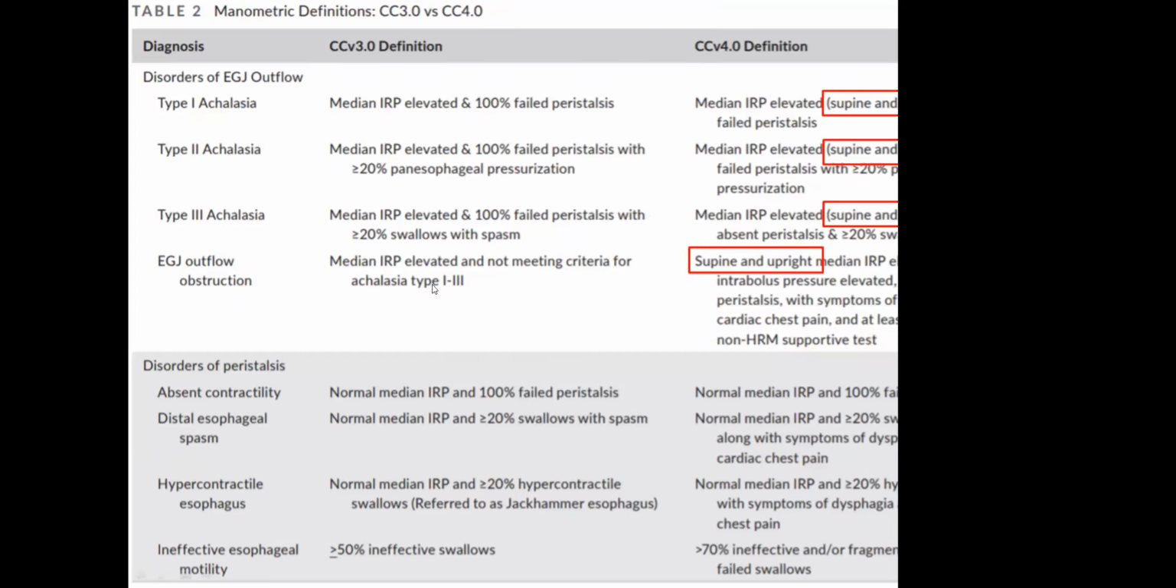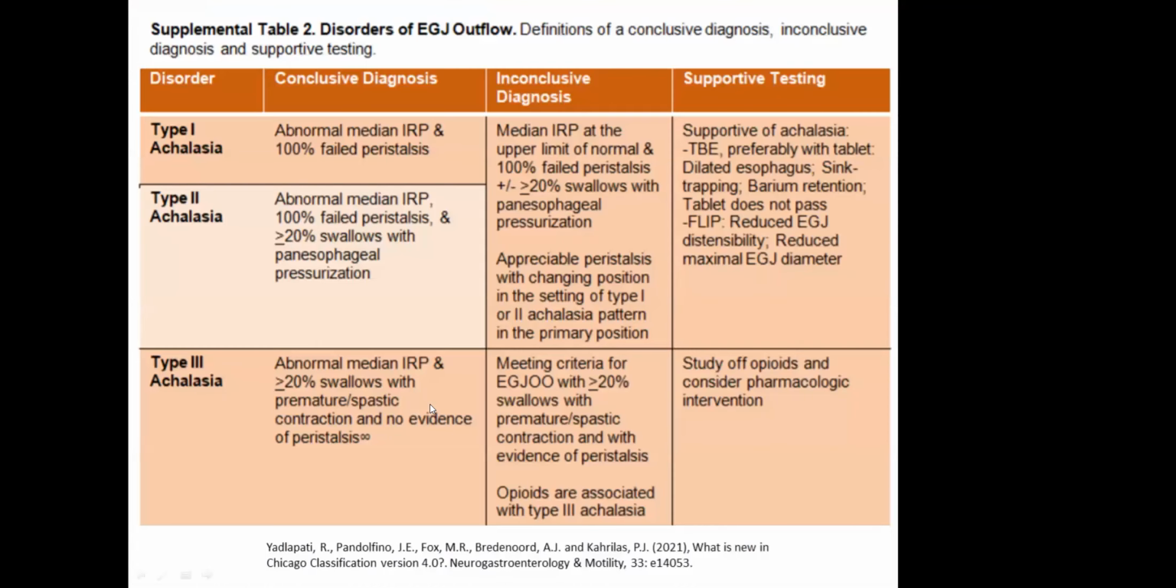So for disorders of EGJ outflow, the change is that the protocol included those with supine as well as upright positions. That's the difference compared to the previous protocol 3.0. The other parameters and criteria remain roughly the same. So this is how they come up with what is called conclusive, what is called inconclusive, and what can be done to support the diagnosis.